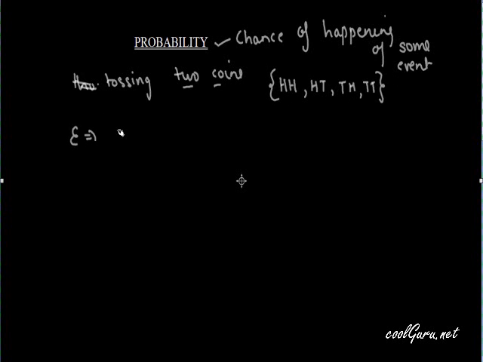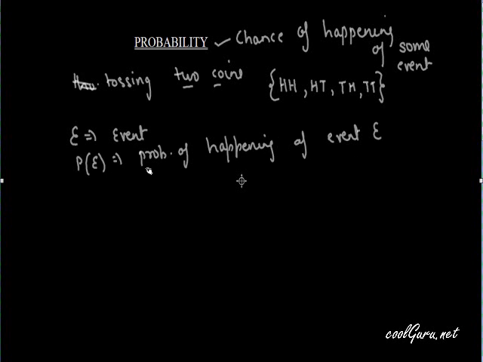Now consider an event, say E. What is the probability of happening of this event? We represent it as P(E). This is the probability of happening of event E. Numerically, P(E) is equal to the ratio of favorable events to total outcomes of the experiment.